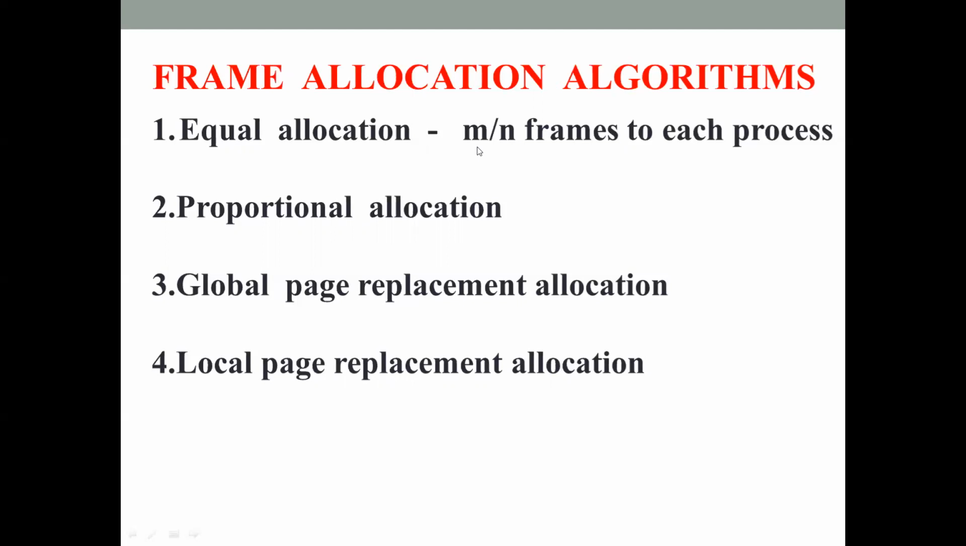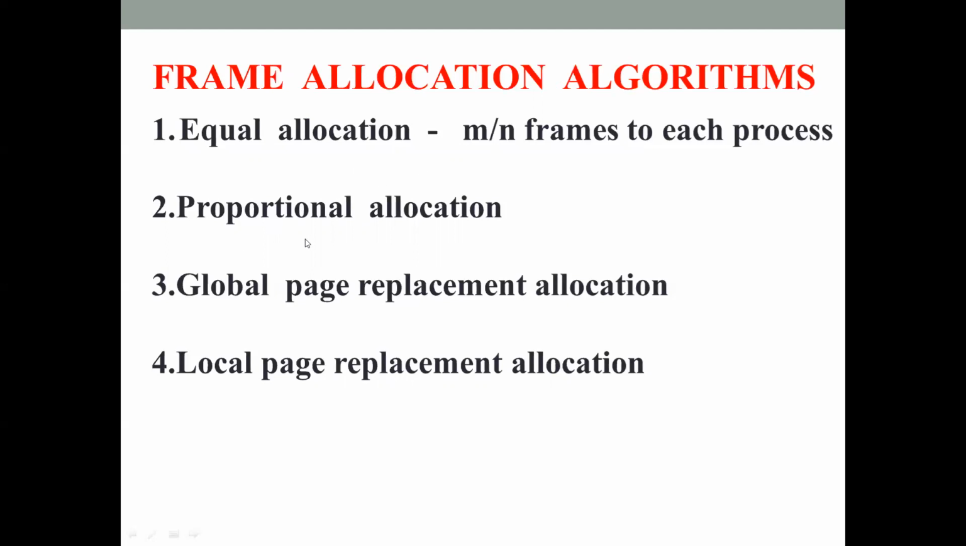For example, let's say you have 93 frames in the system and you have 5 processes. Then 93 divided by 5 frames will be allocated to each process. 93 divided by 5 gives 18, so each process will get 18 frames, and any leftover frames will be placed onto the free frame buffer. This scheme is called equal allocation.